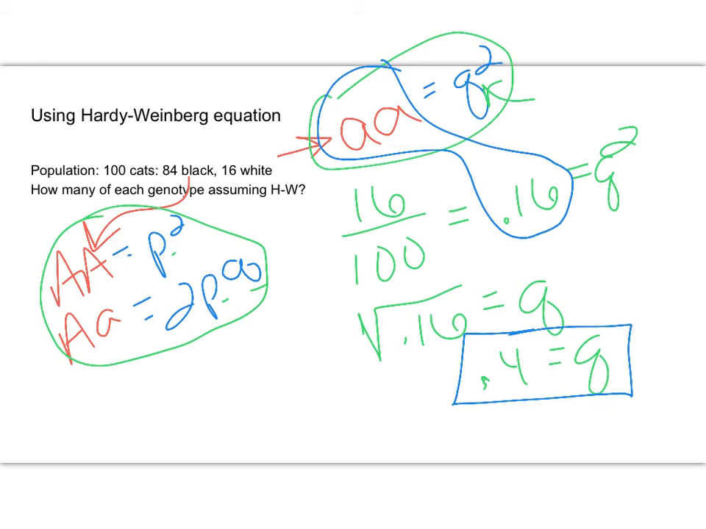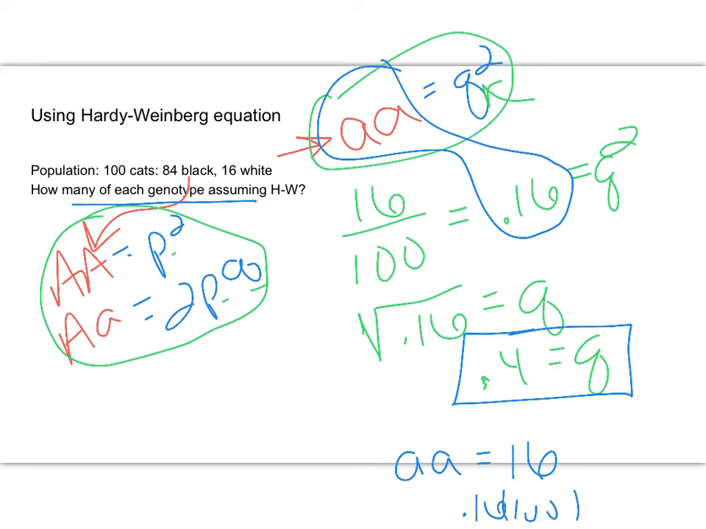The question asked me how many of each genotype, assuming Hardy-Weinberg. So I haven't even answered the question yet. I have found frequency, but I haven't found how many of each genotype. Well, I know that little a, little a, there's going to be 16. They're the only ones that look white. But now I need to find out what p squared is and what 2pq is, and I can apply that to my population to find out how many of each genotype. I got the 16 because my population is 100, right? 0.16 times 100 gives me 16.